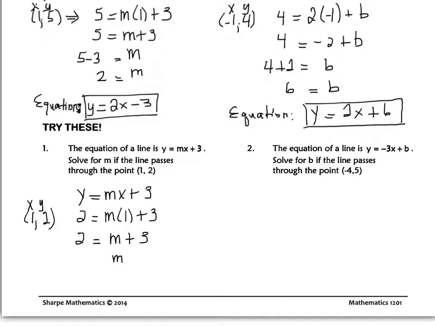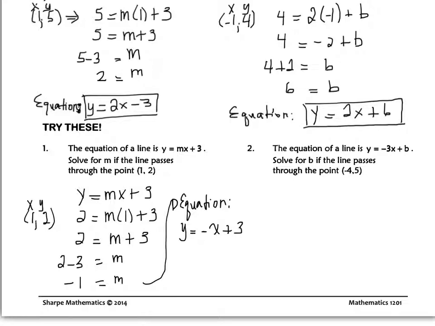Again, isolate the m by subtracting 3 from both sides. Subtract 3 from the left side, you're just left with m. And then subtract 3 from the other side, you're left with negative 1. So your equation would be y equals negative 1 for the m, so that would be negative x, plus 3.